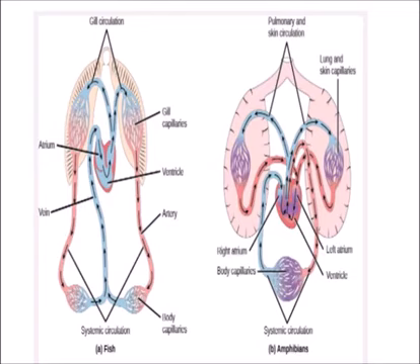For this reason, amphibians are often described as having double circulation. So you should master why amphibians are said to have double circulation.